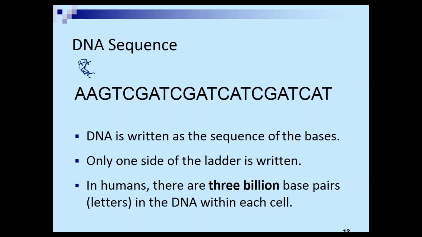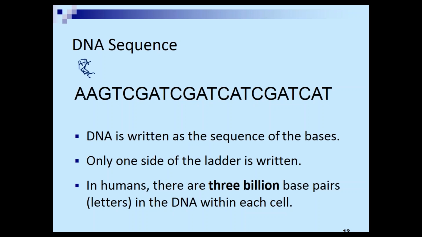We're writing the sequence of DNA. We're writing one side of the ladder. We know the other side is T, T, C, A, but we don't need to write it. We don't have those keys on our typewriter anyway. So if we're looking at a piece of human DNA, we can describe it by writing out the letters in sequence, and we just have to write one side of the ladder.